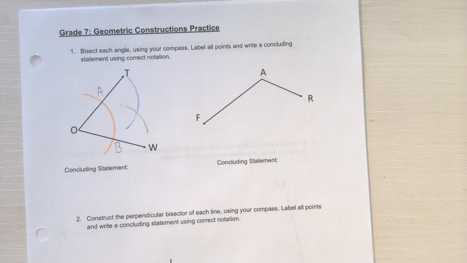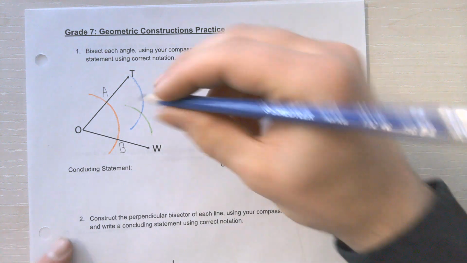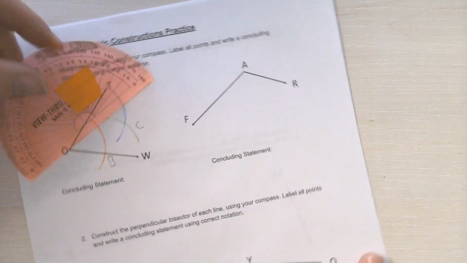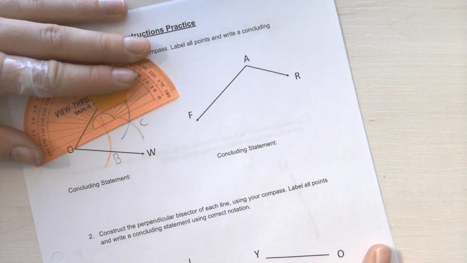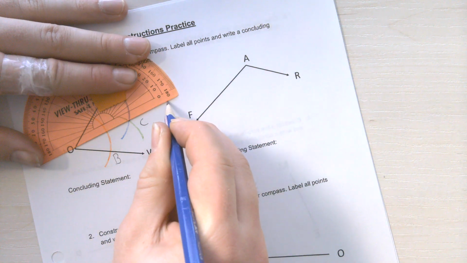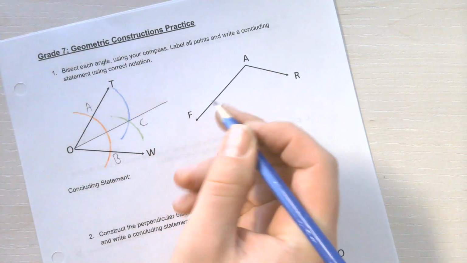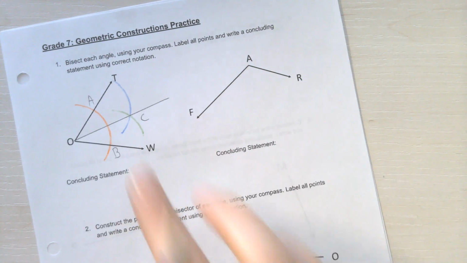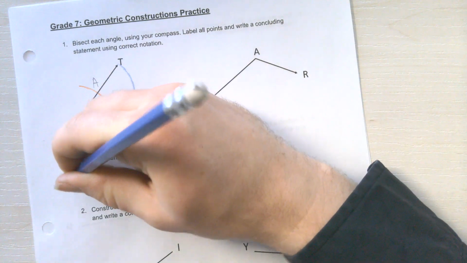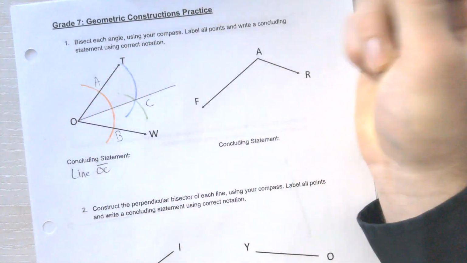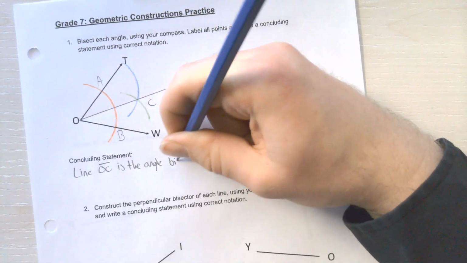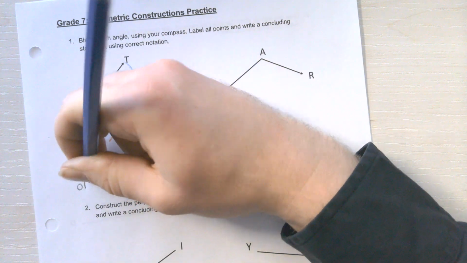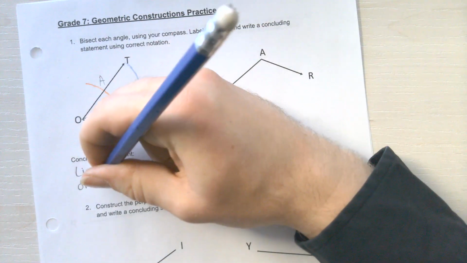Okay. We can then label the crossover of our second and third arc as point C, and we can use our straight edge to connect point C to our point O, the vertex of our angle. Nice straight line there. Now point C to point O should be our angle bisector. So we'll say line OC is the angle bisector of what? Well, of our big angle, TOW.